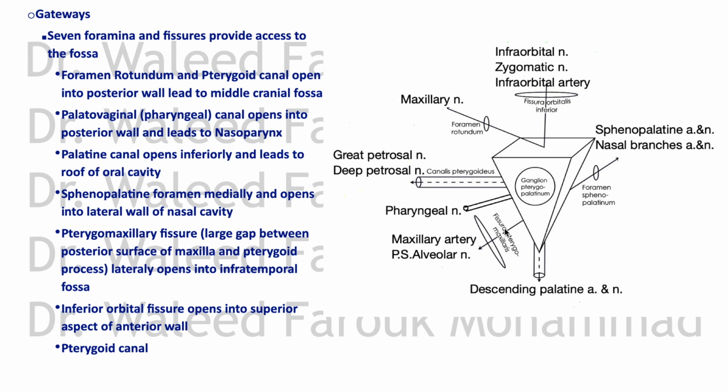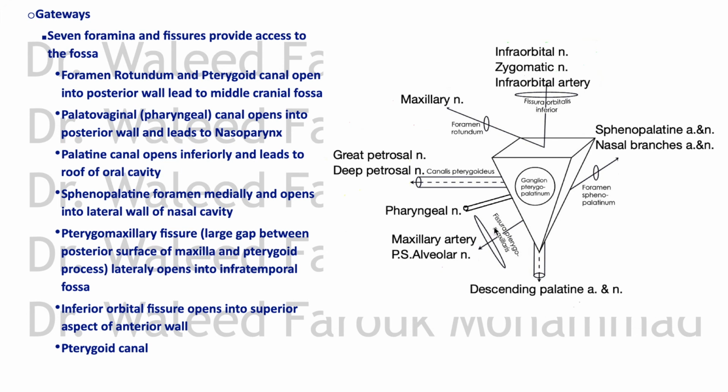Here, through the pterygomaxillary fissure, the one I showed you last time, to the infratemporal fossa, and this is actually how the maxillary artery enters the pterygopalatine fossa, and how the posterior superior alveolar nerve leaves the fossa to the infratemporal fossa to pierce the back of the maxilla and supply the teeth.